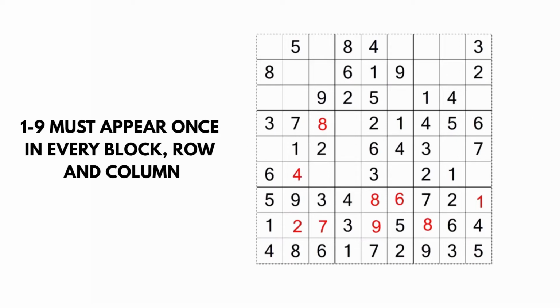Now the only remaining numbers are 5 and 9. If we look at this cell, we can see that there is a 5 here. That would mean that this number has to be a 9, and this number has to be a 5.